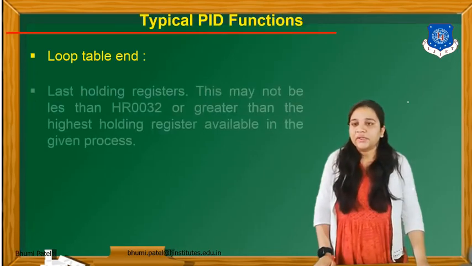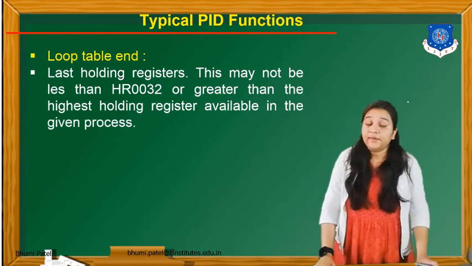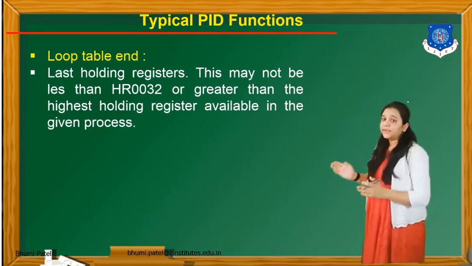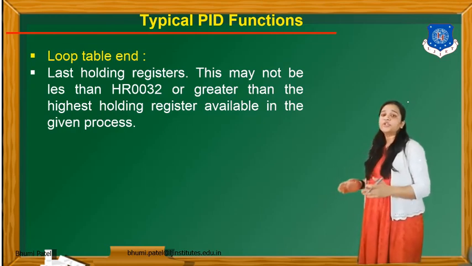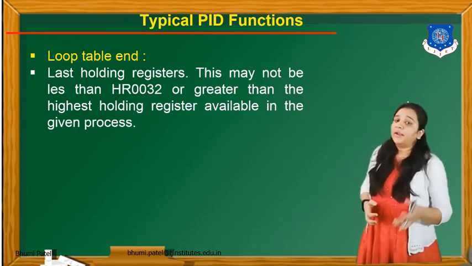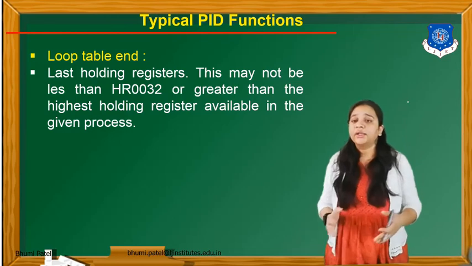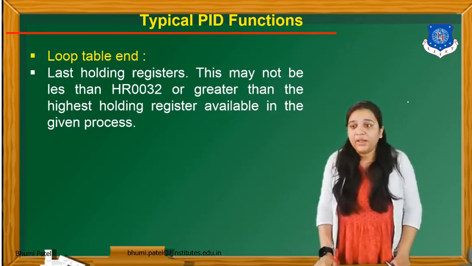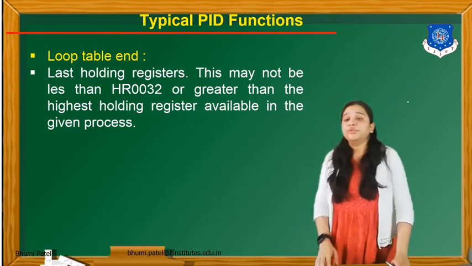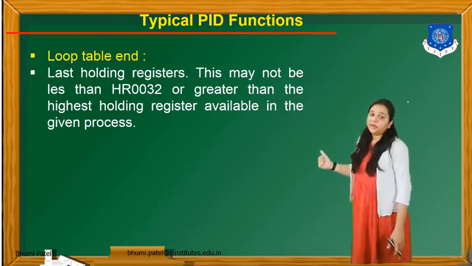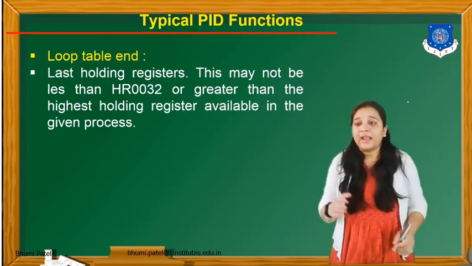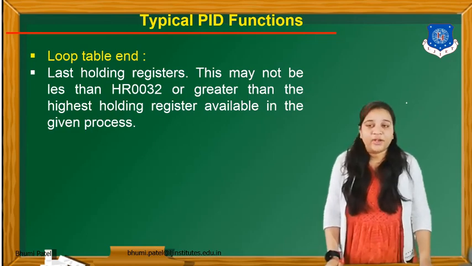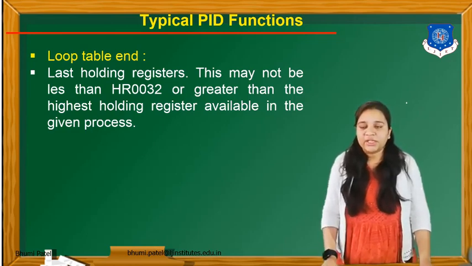And the last one is the loop table end. It is the last holding register. This may not be less than HR0032 or greater than the highest holding register available in the given process. So using this loop table end, we can easily identify that this is my last holding data. After that there is no process using this programming.